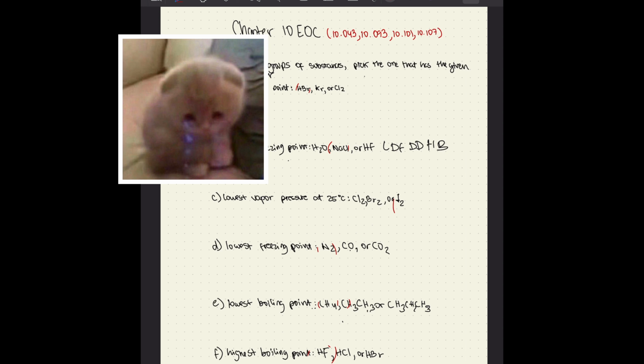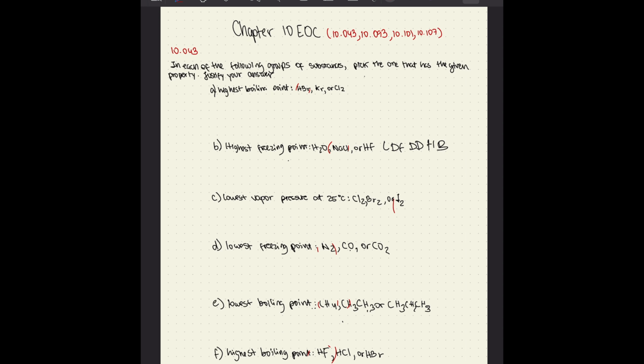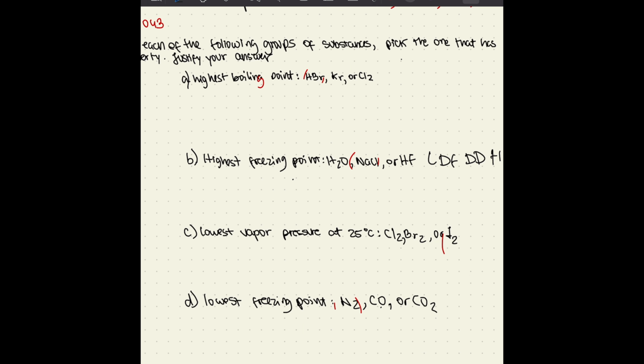In each of the following groups of substances, pick the one that has the given property. Justify your answer. So, highest boiling point. There are three forces: LDF, London dispersion, then dipole, and then hydrogen bonding. So it's essential for you to draw the substances.